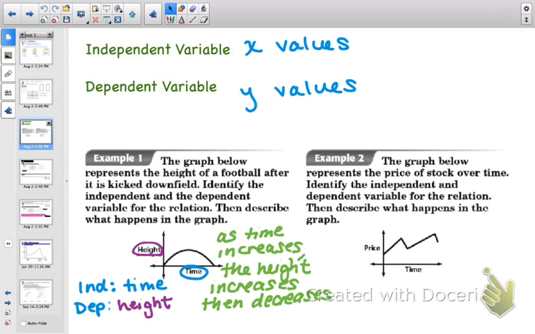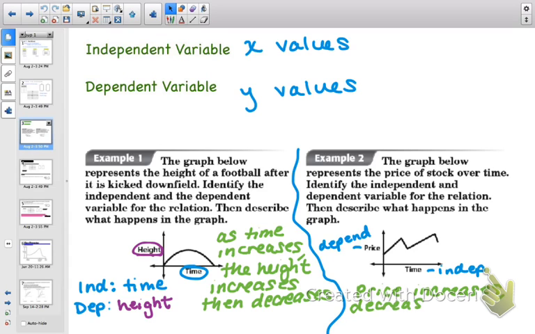If we look at our second example, we have time, which is our independent variable, our x-axis, and the price, which is our dependent variable since it's the y-axis. So it looks like our price is increasing, decreases suddenly, then increases steadily, then decreases right at the end for a little bit as time goes on.